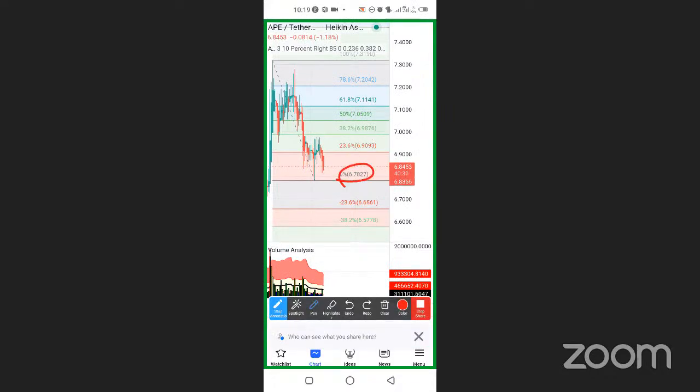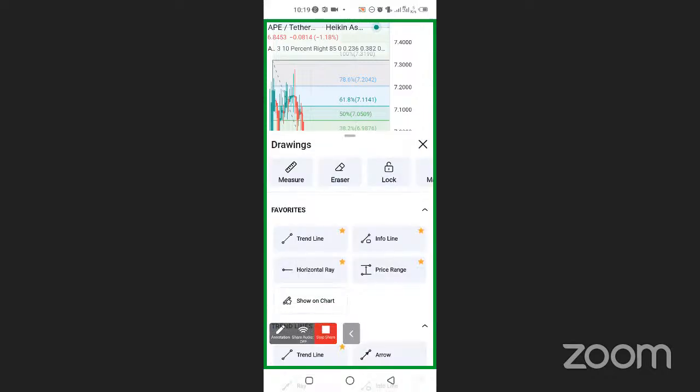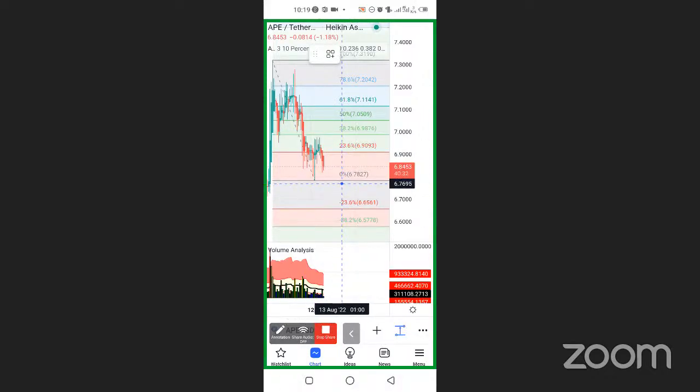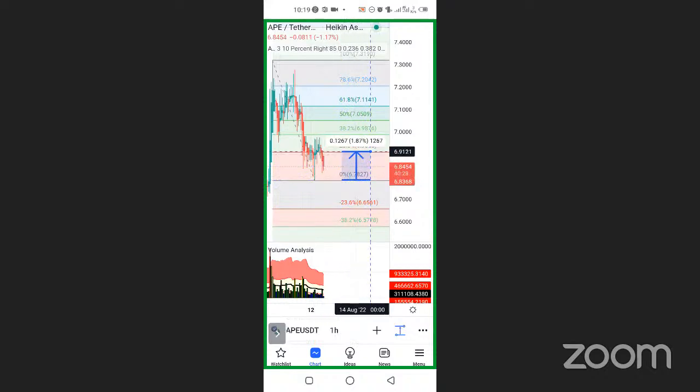The minimum you can set as your take profit is from here to the 23 line here. The minimum will be 1.8, but it can still deliver up to here. It can still deliver 2.5 or 2.9%. 2.5 for guarantee. Or if you have fear, your take profit can be 1.8.